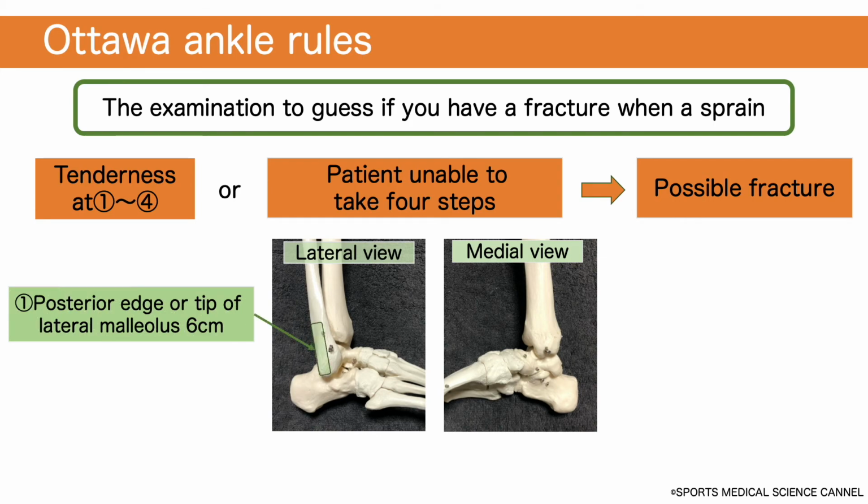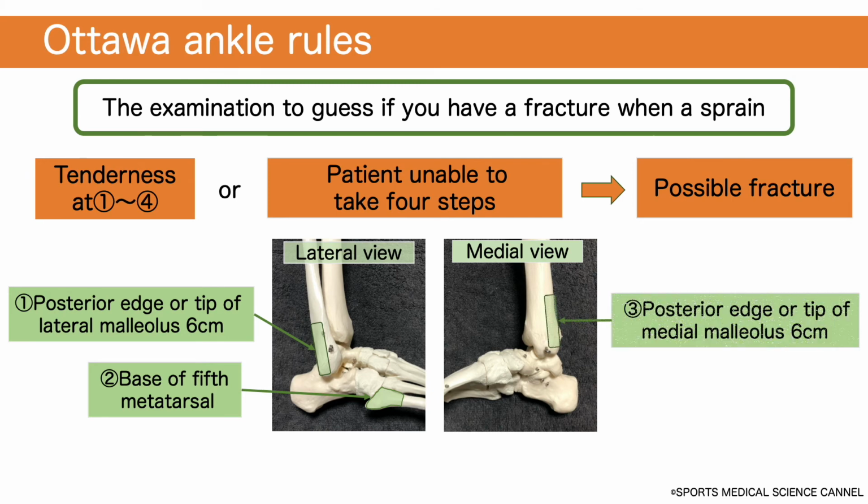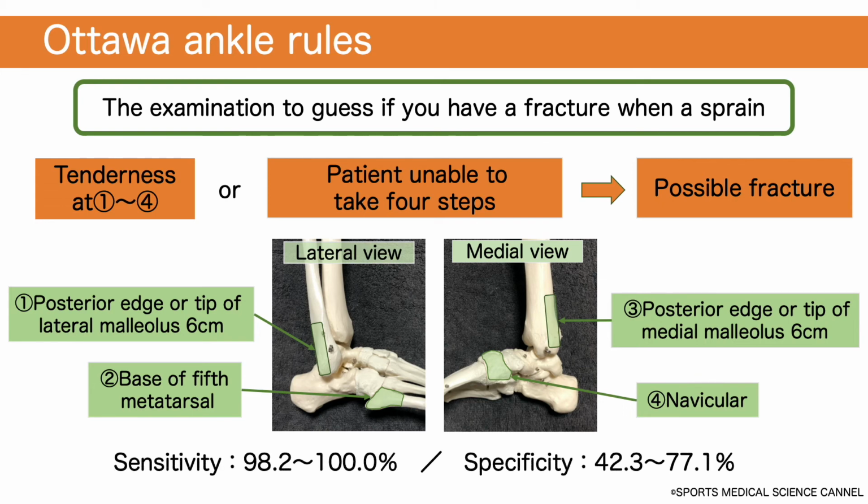The 4 designated locations are 1. At the posterior part of the fibula 6 cm from the tip of the lateral malleolus. 2. At the base of 5th metatarsal bone. 3. At the posterior part of the tibia 6 cm from the tip of the medial malleolus. 4. At the navicular. The sensitivity of this evaluation method is 98.2 to 100%, which means that if there is a fracture, it will be extracted almost completely.